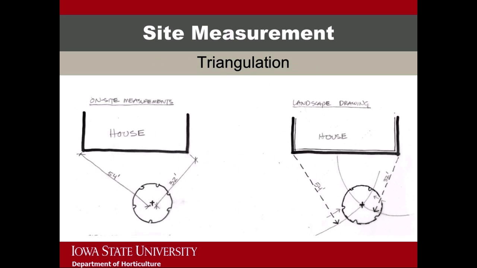Triangulation is a very beneficial way to draw accurate locations for existing shrubs or trees. Find 2 points to measure from. It can be the corners of the house or driveway, as long as it is a known, fixed element. It is not a good idea to try and triangulate the location of one tree based on 2 other trees.